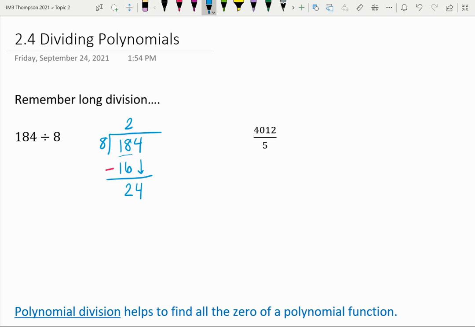So I do one cycle of this. I divide, I multiply, subtract, and bring down, and then the cycle starts over. So now I put 8 into 24. 8 goes into 24 3 times. 3 times 8 is 24. I subtract. And I get 0. There's nothing left to bring down, so that's how I know I'm done.